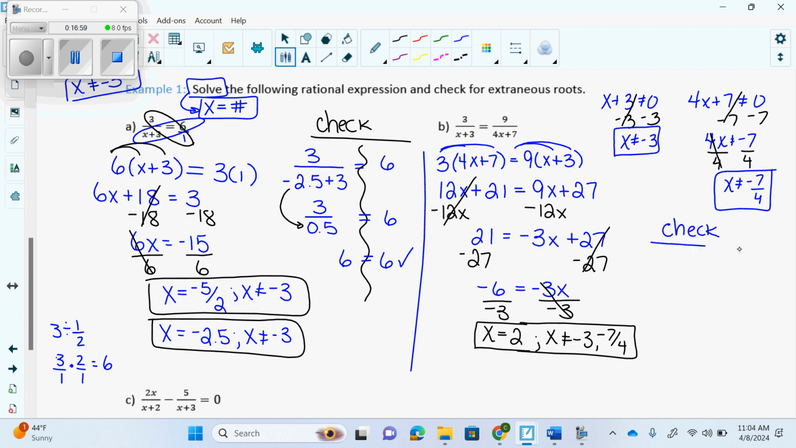So we're checking x equals 2. We just plug it in. Left side, right side. So I get 3 over 2 plus 3 equals 9 over 4 times 2 plus 7. So I'm going to get 3 over 5 equals 9 over 15. Take out a 3, I get a 3. Take out a 3, I get a 5.